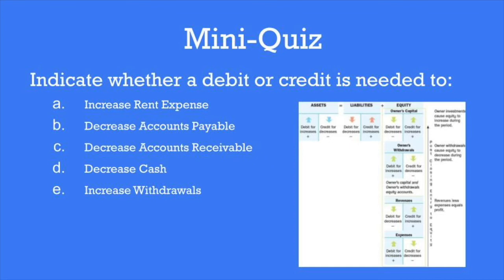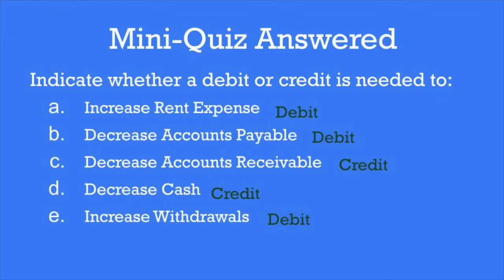A decrease in accounts payable: an accounts payable is a liability, and a decrease in a liability is a debit. A decrease in accounts receivable: an accounts receivable is an asset, so that would be a decrease in an asset, and a decrease in an asset would be considered a credit. A decrease in cash: cash is an asset, and as it goes down, that would be a credit. An increase in withdrawals, for example the owners take money out of the business, would reduce the owner's equity, and that would be considered a debit.